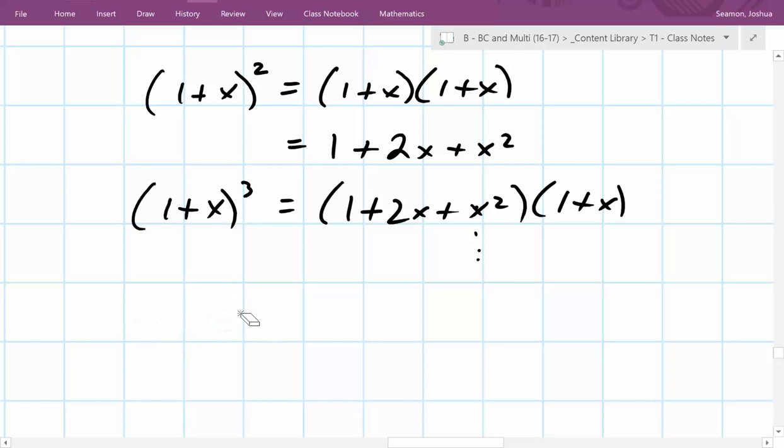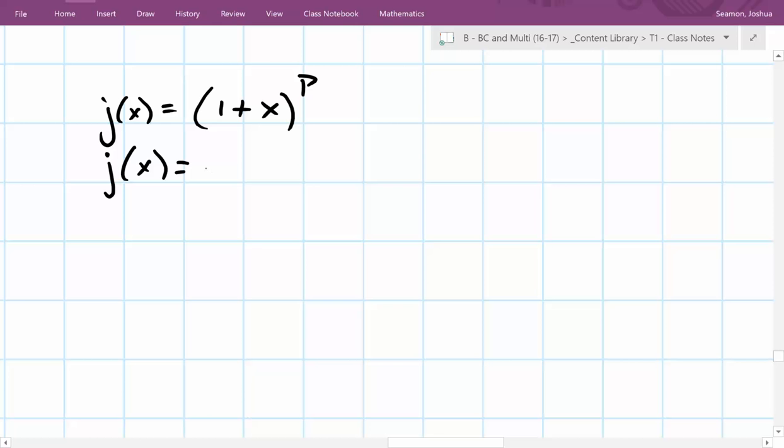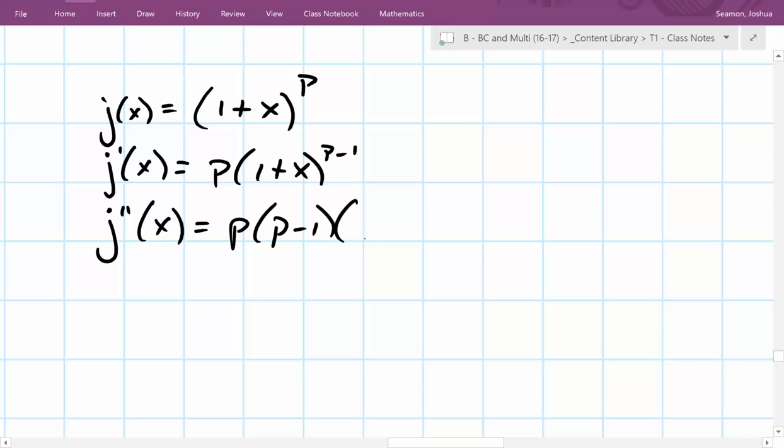Yeah. Absolutely. So let's look at something here. Let's say I had, call it j of x equals 1 plus x to some power p. With me so far? Yay. What's the derivative, Soma? To the? Yes. Wiley, what's the second derivative? p times p minus 1, yep, times 1 plus x to the? p minus 1. Yes.